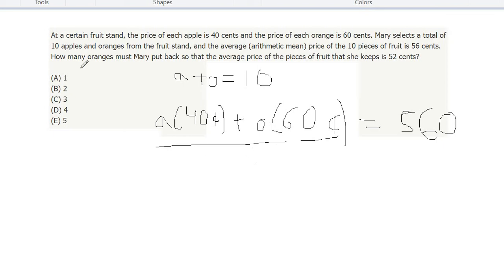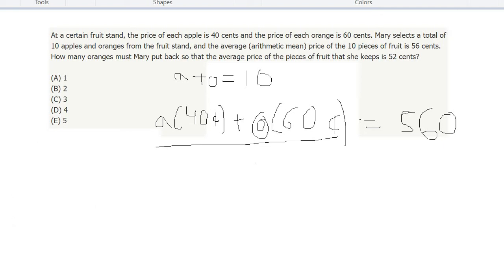Now it's saying, how many oranges must Mary put back so that the average price of the pieces of fruit that she keeps is 52 cents? So whatever A is has to remain the same, but whatever O is has to change. Now, there may be a variety of methods you use. You could make a list with apples here, oranges here, and then cutting them, and you're figuring out all these new averages here.